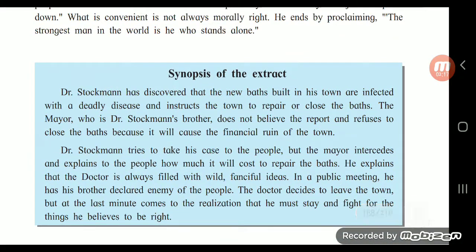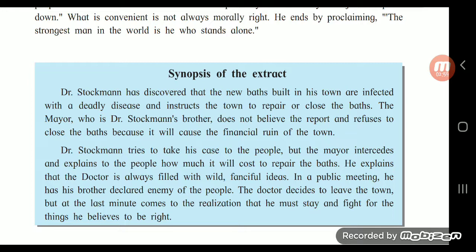We have gone through the theme, the plot, and synopsis of the extract. Now let us see over here. I'll read it once again. Synopsis of the extract: Dr. Stockman, the principal character or the protagonist of this play, has discovered that new baths built in his town are infected with a deadly disease, and instructs the town to repair or close the baths. Now this is a practical solution, right? This is a rational kind of solution or suggestion that he gives. But what happens? The mayor, who is Dr. Stockman's brother, does not believe the report and refuses to close the baths because it will cause the financial ruin of the town.